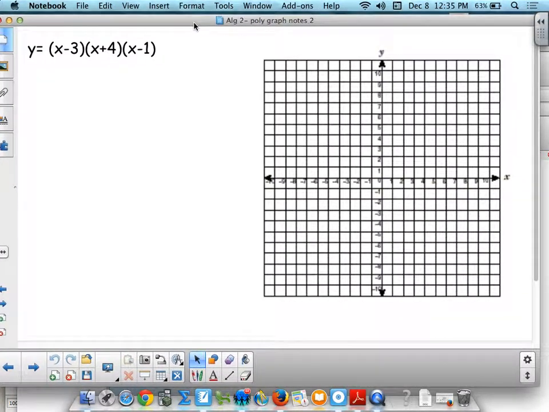All right, here we go. I'm going to do everything I did yesterday. Everything the same, except I want to know how high to go and how low to go. So let's just start graphing.